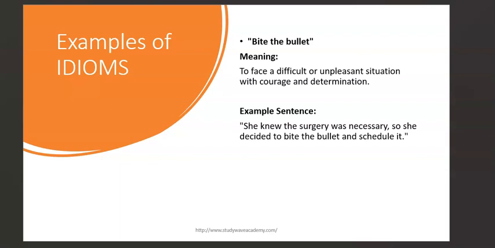So, for example here, she knew the surgery was necessary. So she decided to bite the bullet and schedule it. Now, this means to take a risk. Like, you know something is very, very risky, but it will help you. So what do you do? You just pursue it with courage and determination. You don't mind what will happen, or people are telling you it's hard or things like that. What do you do? You just bite the bullet. You face it head on and do it, okay? So this is an example you can use, okay?